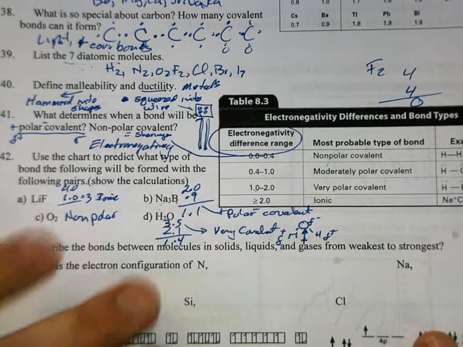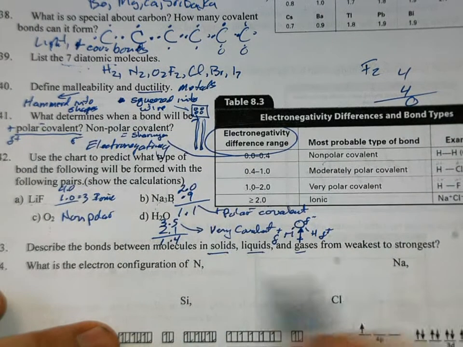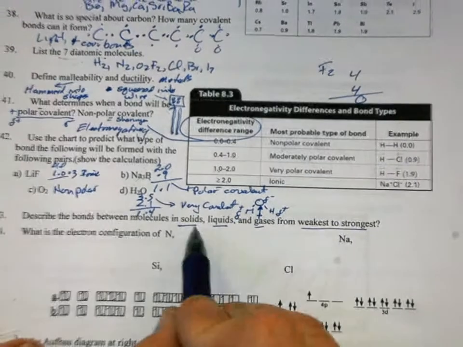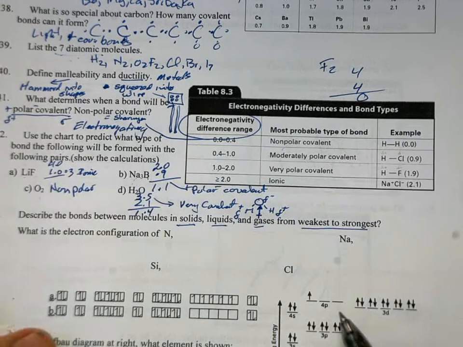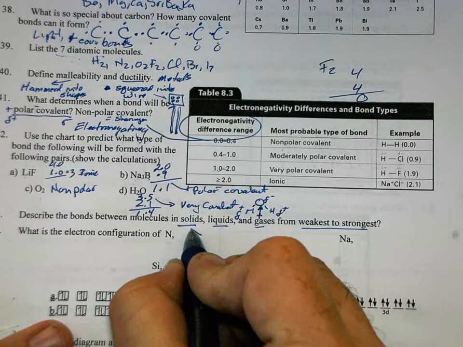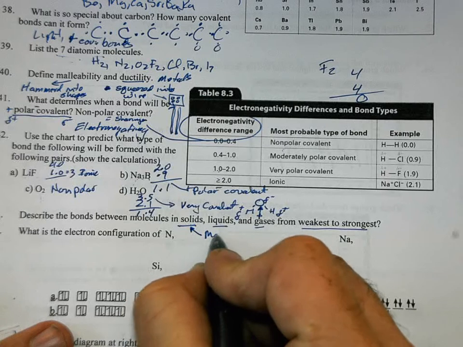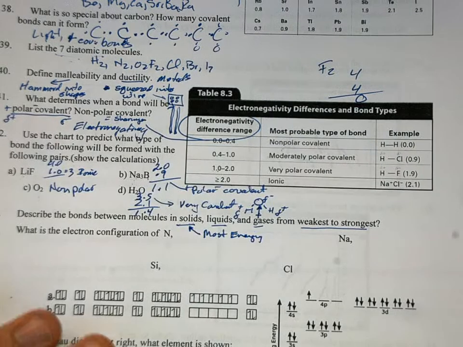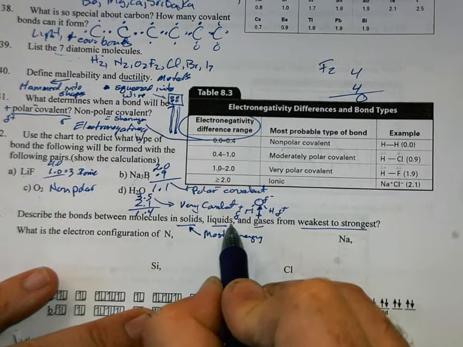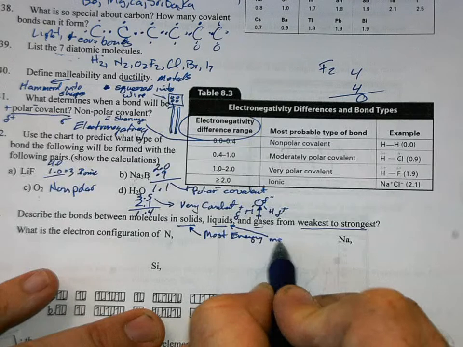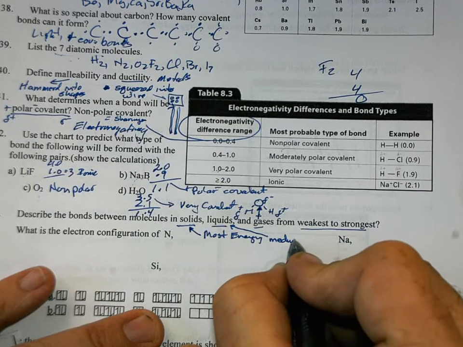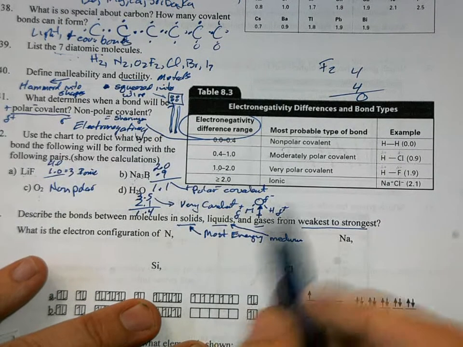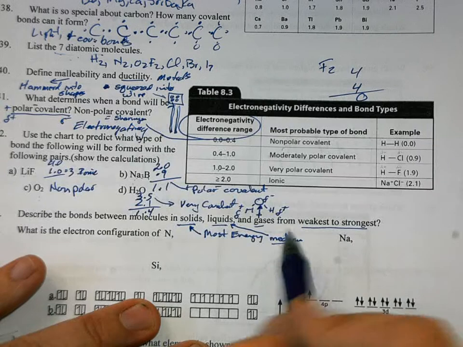Describe the bonds between molecules in solids, liquids, and gases from weakest to strongest bonds. Well, it's the bond energy. Solids are held in a rigid, solid form, in a locked pattern, and it takes a lot of energy to keep it. It takes the most energy to keep a material at room temperature and solid. Now, liquids have medium energy. They're kind of the medium bonds, and we're talking at room temperature here. Things like alcohols and water are loosely held together.